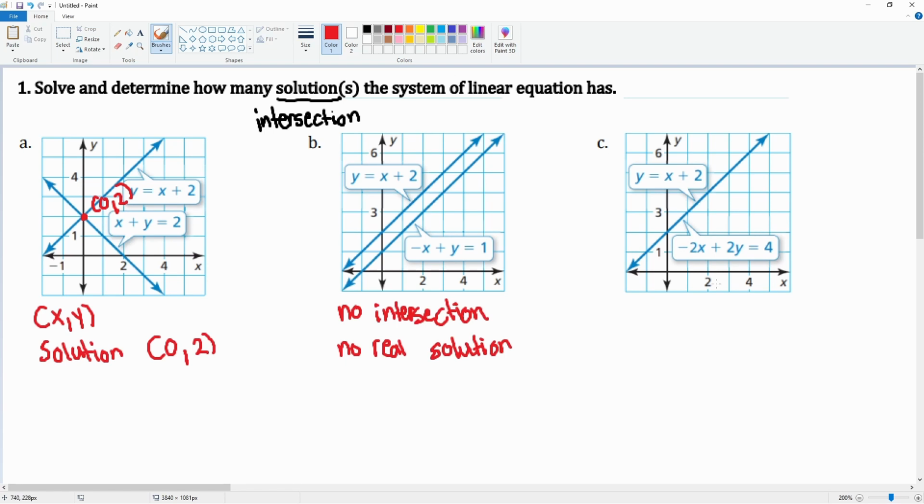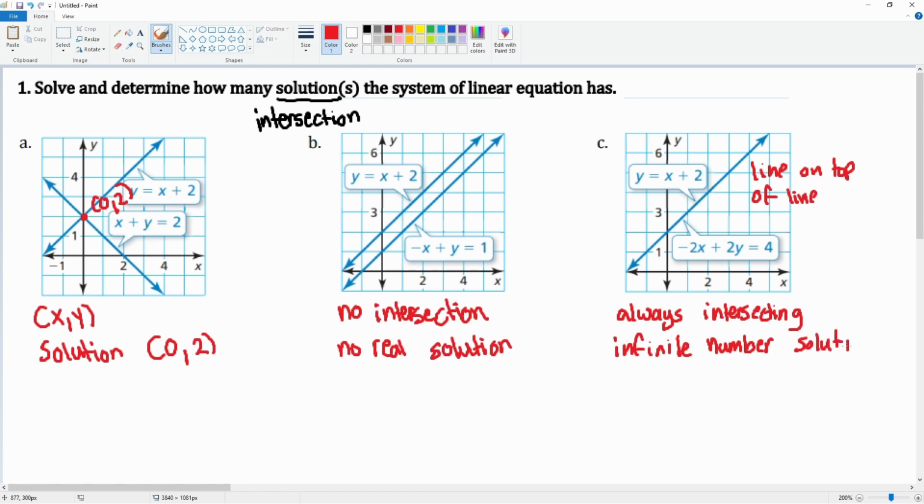Next, for C, notice that this is a line on top of another line. The fact that the lines are right on top of each other, they're always intersecting. And the fact that they're always intersecting, here we could say that it has an infinite number of solutions for this system. That means you can plug in any x or any y and it still would be true.